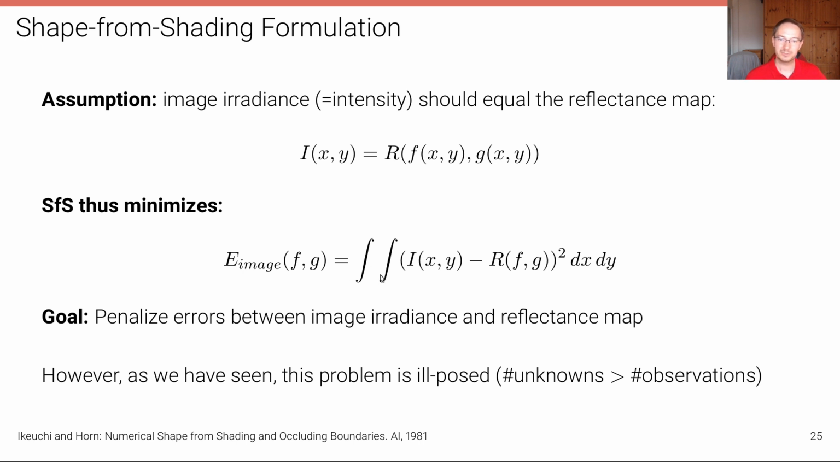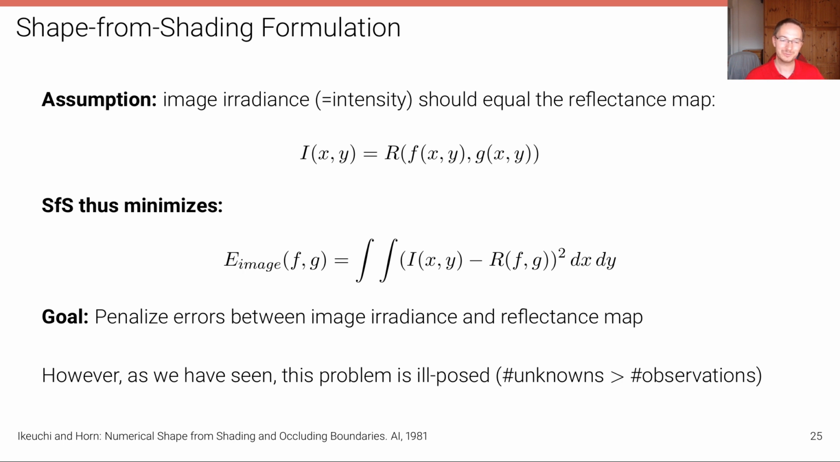And this is the integral, if we consider the continuous domain here, over the spatial domain. What we're going to subtract is the observed intensity and the reflectance that is a result of a particular f and g at x and y. And so we're minimizing this in the squared sense. So this penalizes errors between the image irradiance and the reflectance map. We want both of them to be the same.